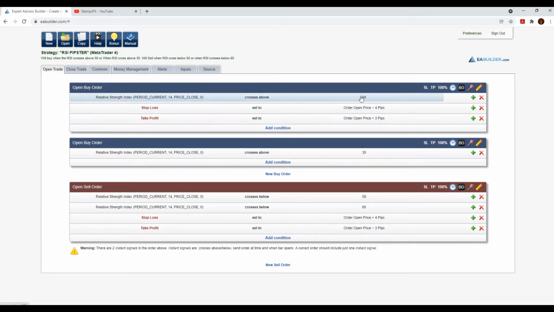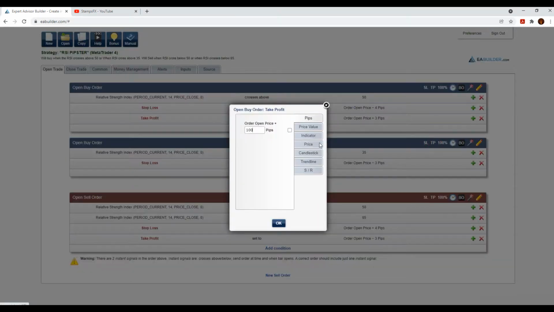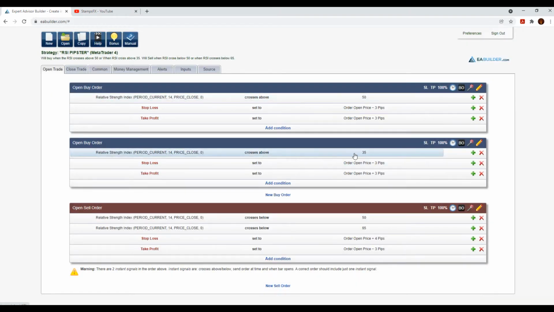So this will be the first one when it crosses above 50. When it crosses above 35, this will be the second order. Again, we will do 4. Let's just do 3 and 3 on these. Take profit, 3 and 3. All right, crosses above 50, crosses above 35.